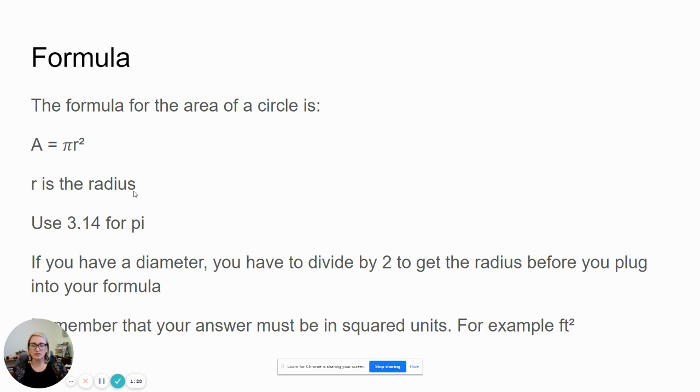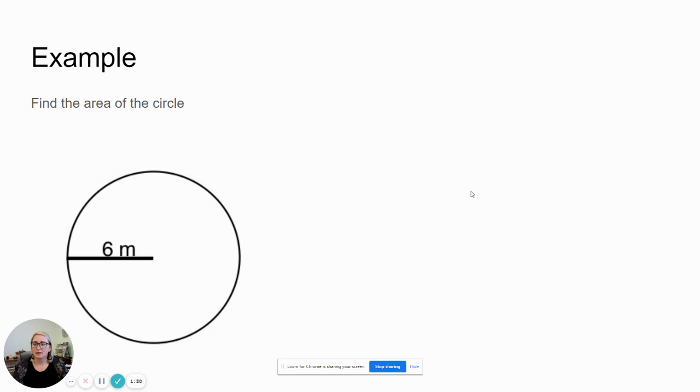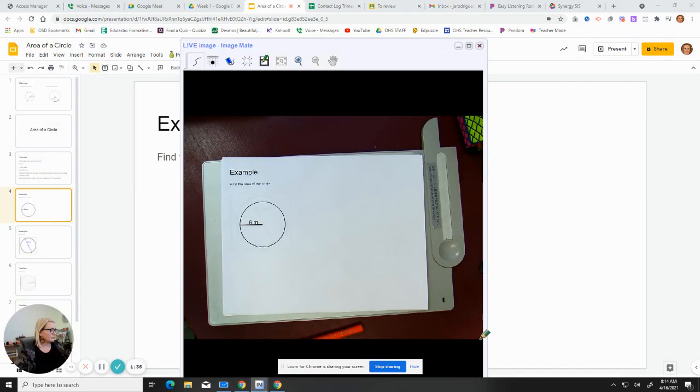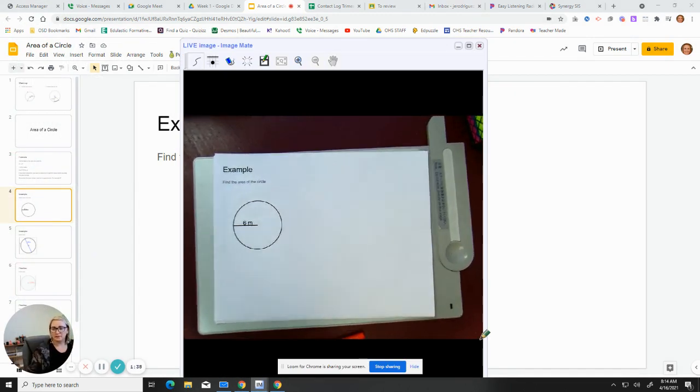That being said, we're just going to go through a few examples, pretty straightforward, and then you guys will have time to get started on your exit ticket. So here is our first one, finding the area of this circle. I'm going to pull up my other screen.